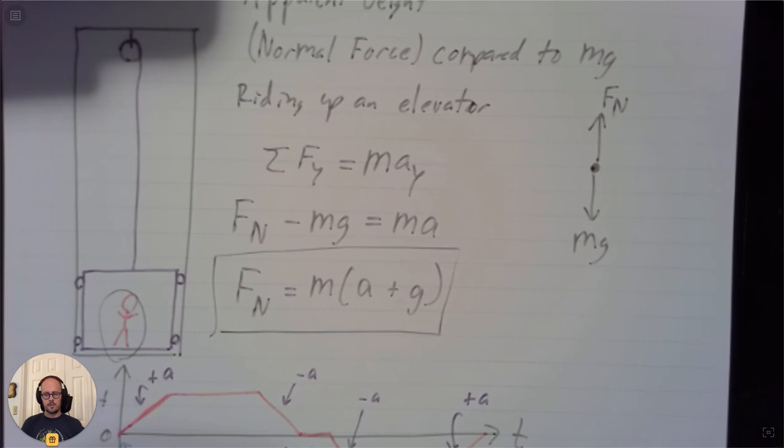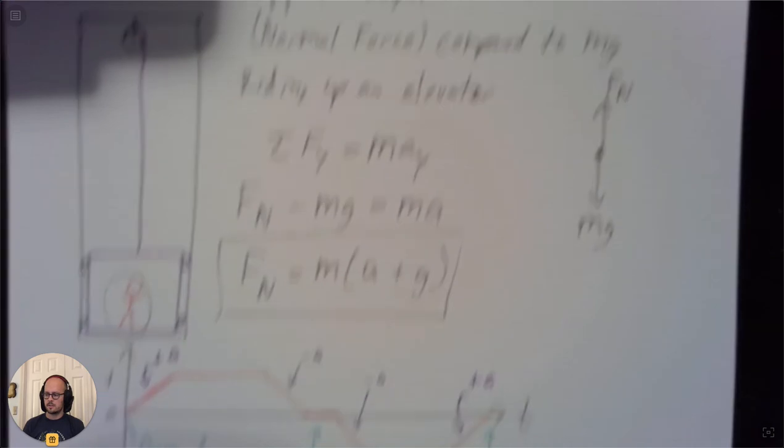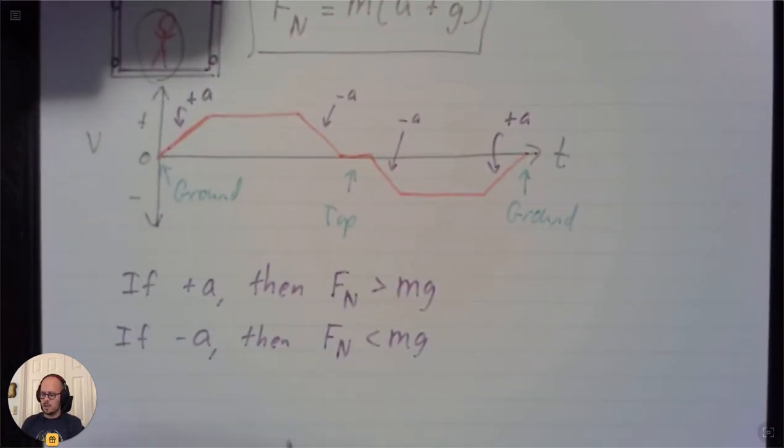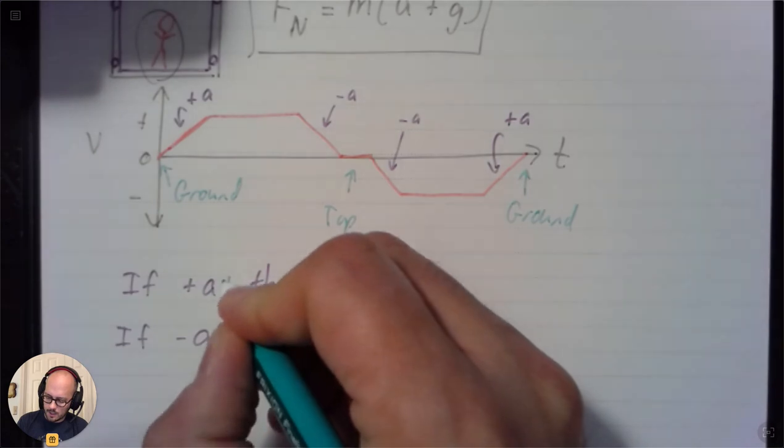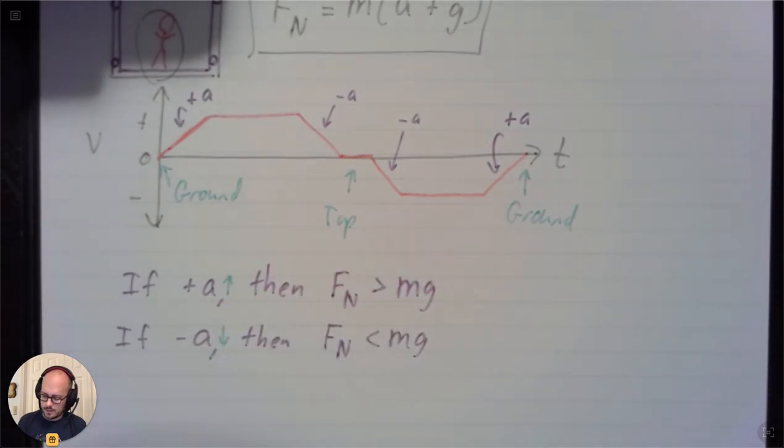Slowing down the elevator on the way up, or speeding up the elevator on the way down, both result in a feeling of temporary weightlessness, because the normal force is smaller. So if the acceleration is positive, you feel heavier. If the acceleration is negative, you feel lighter. Positive and negative really are just codes for accelerating up versus down.